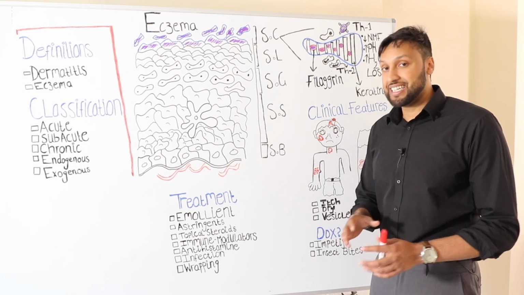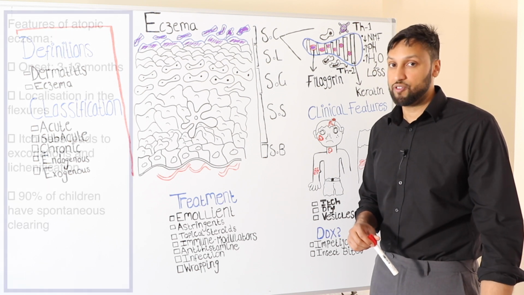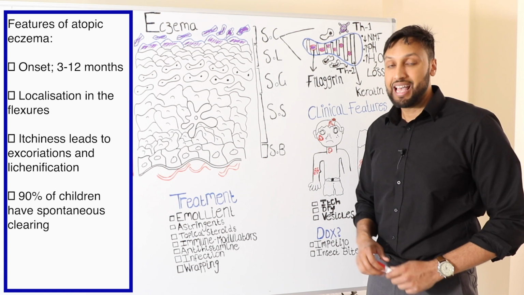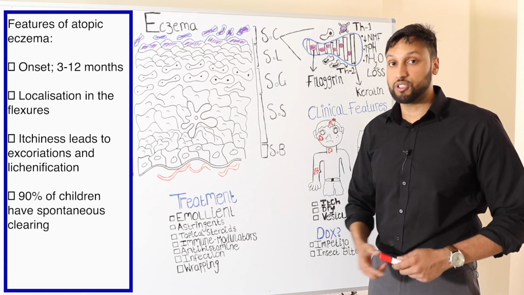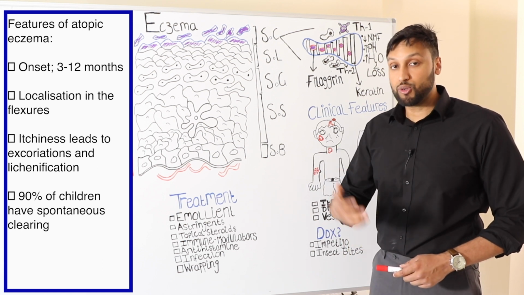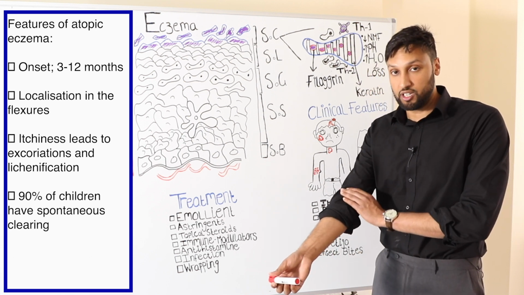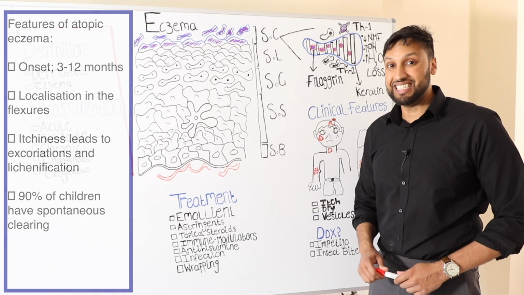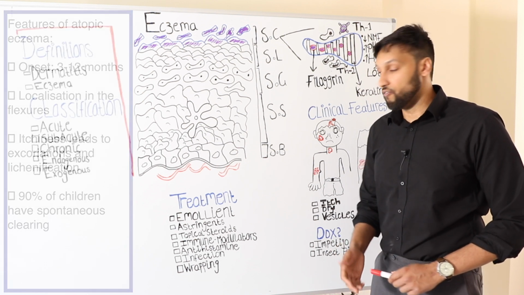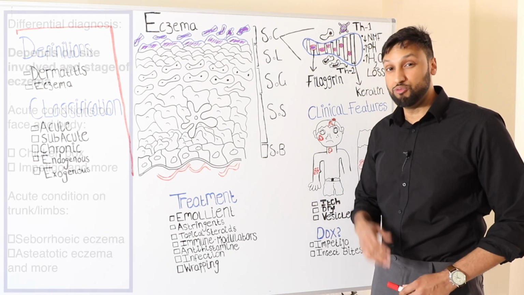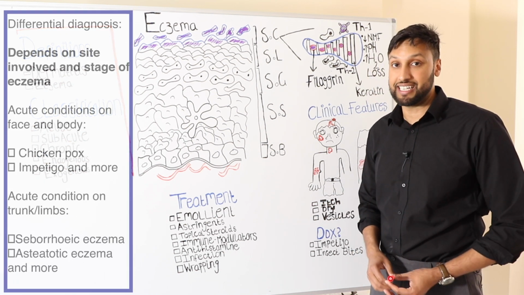Initially, what happens is that this condition presents between the age of 3 to 12 months, normally affecting the head, neck, scalp. As children start to get older, we also have the flexures become involved. That is the antecubital fossa, which is here, and behind the knees itself, the popliteal fossa, and I've drawn that illustration here. The differential diagnosis really varies depending on the stage of the eczema itself.